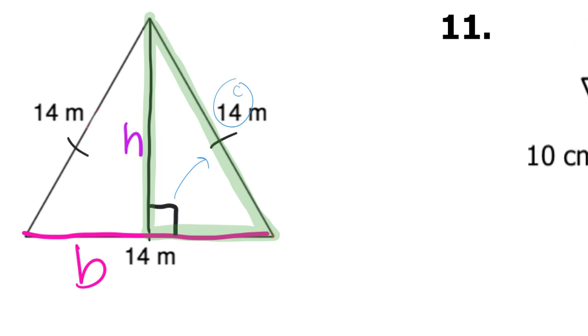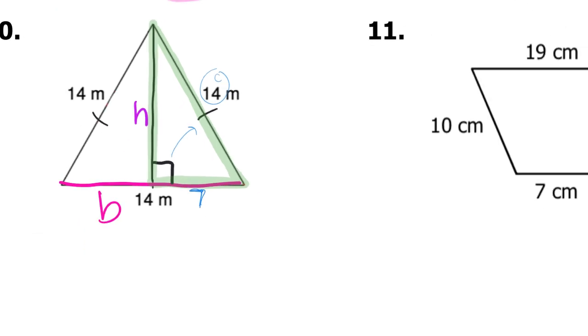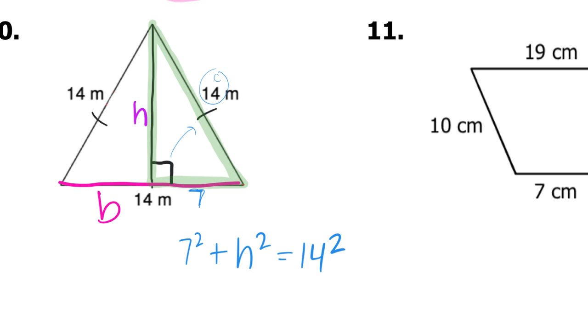So when we set it up, the hypotenuse is going to be the 14, but the legs are going to be, we have our h, right? And then we have this piece right here, which is not 14. It's going to be half of 14, which is 7. Because that's what happens when you split an equilateral triangle down the middle like this. You would have equal pieces down here, so this would be 7. So now we can do Pythagorean theorem. 7 squared plus h squared equals 14 squared.